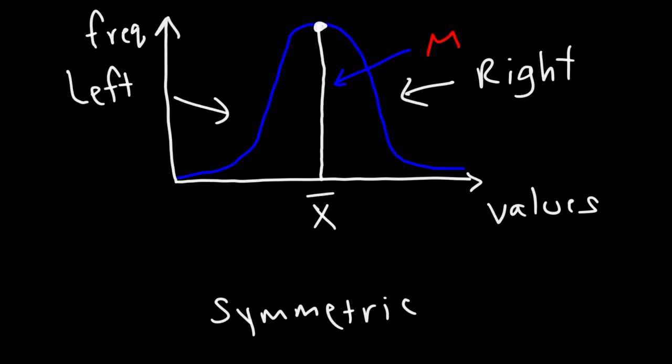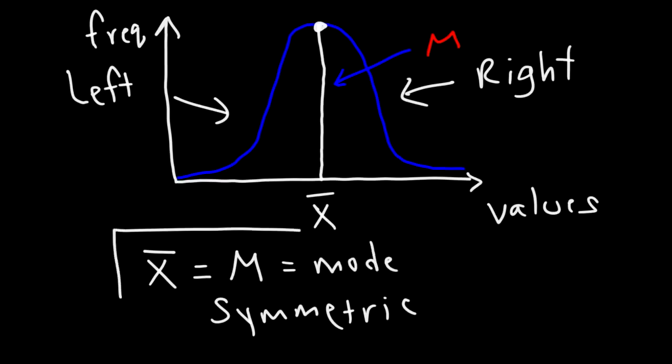So for a symmetric distribution that is unimodal, where you have one mode, the mean is the same as the median, which is also the same as the mode. So remember, the mode occurs when the frequency is at its highest. It's the number that appears most often in a list.